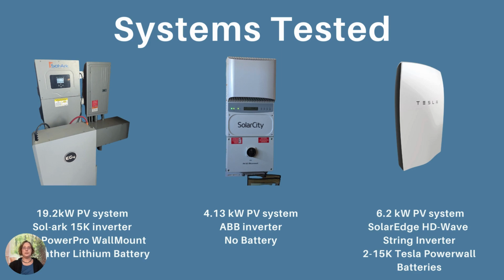I measured three systems: a 19.2 kilowatt PV system with a Sol-ark 15K inverter with a separate EG4 PowerPro wall-mount all-weather lithium battery, a 4.3 kilowatt PV system with a standalone ABB inverter, and a 6.2 kilowatt PV system with SolarEdge HD-Wave String Inverter with solar optimizers for each panel, and two 15K Tesla PowerWalls. All of these systems are in the Northern California Sierra foothills.